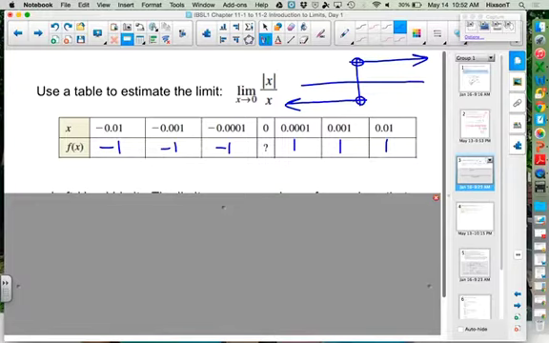So here's what we would say. We would say the limit does not exist.